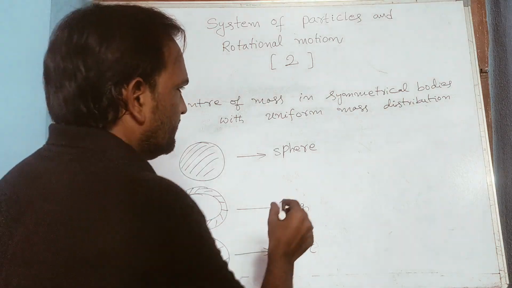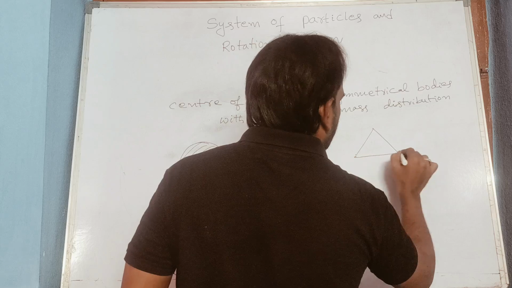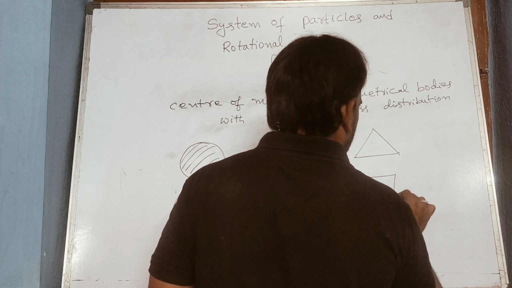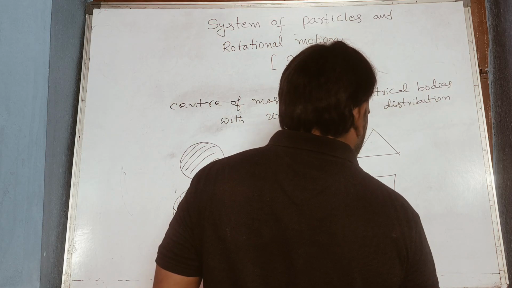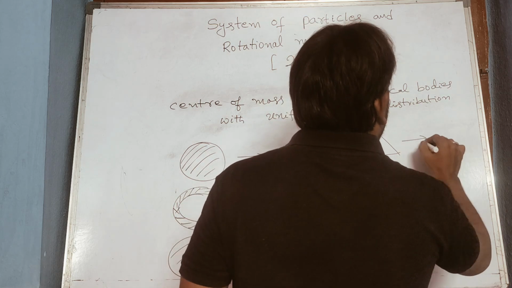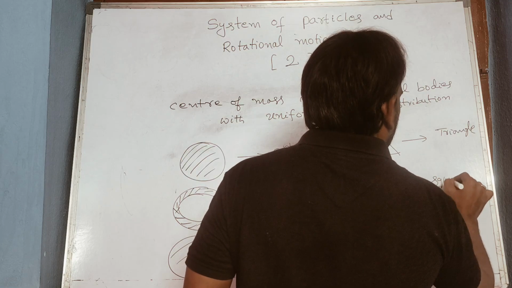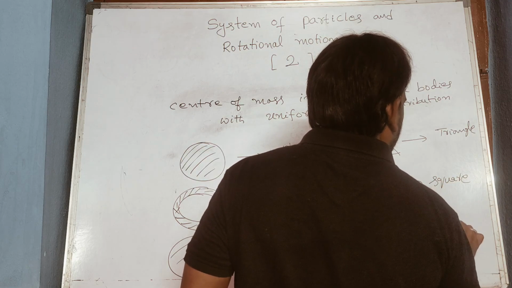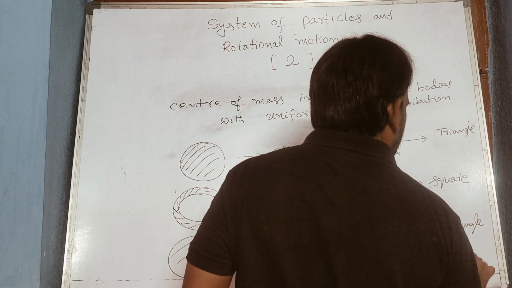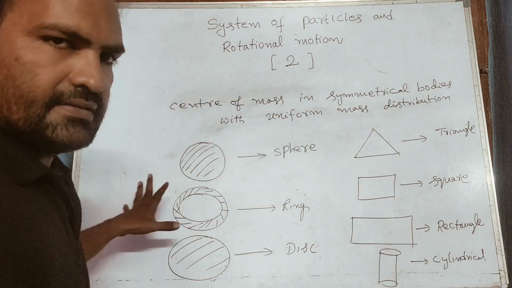Okay, students. And this is a symmetrical equilateral triangle. Next, square, rectangle and cylindrical shapes. This is a triangle. This is a square. This is a rectangle, cylindrical shape. So these are all symmetrical bodies.